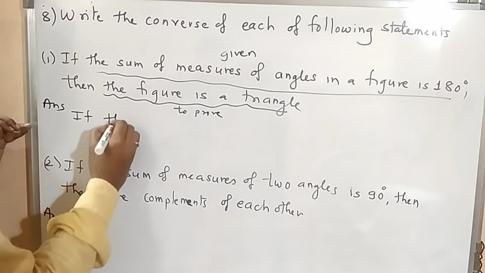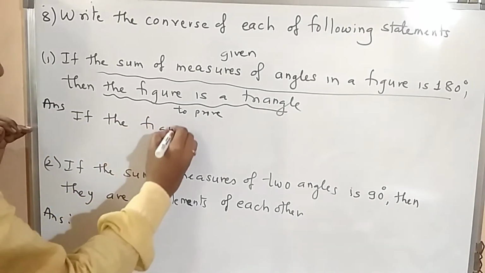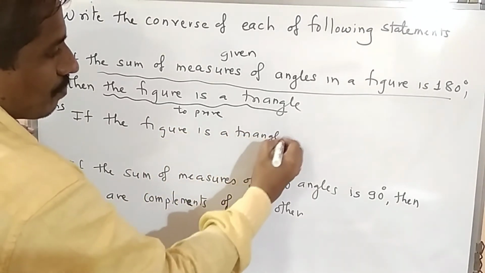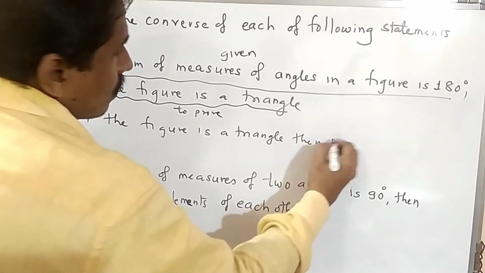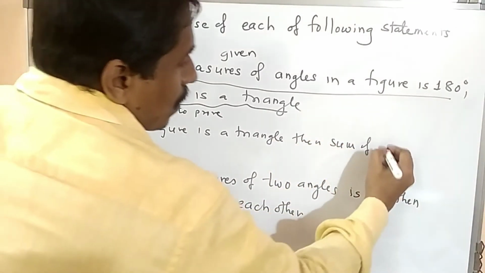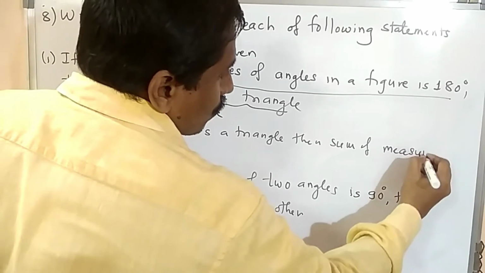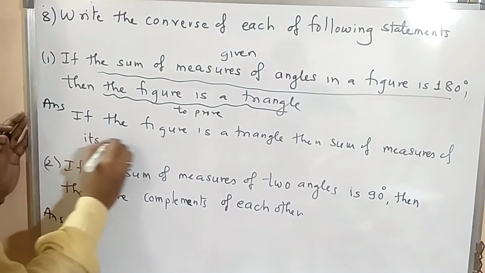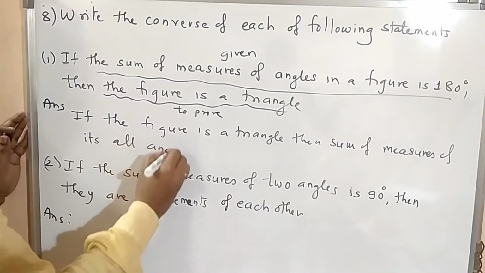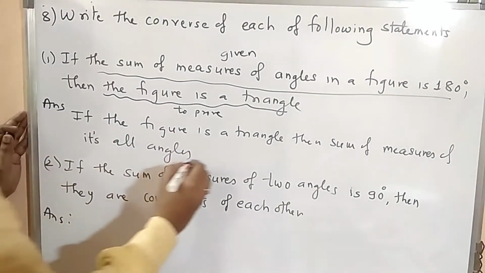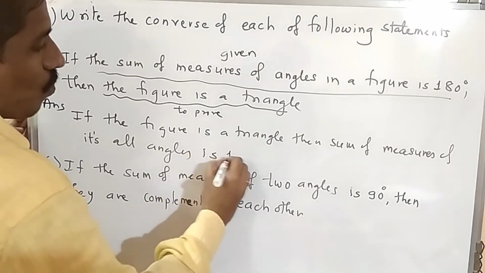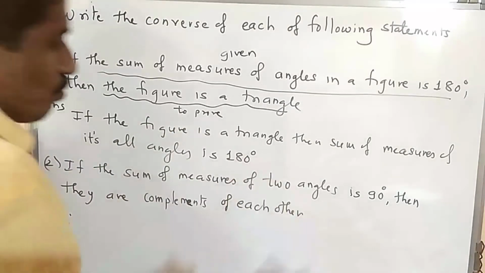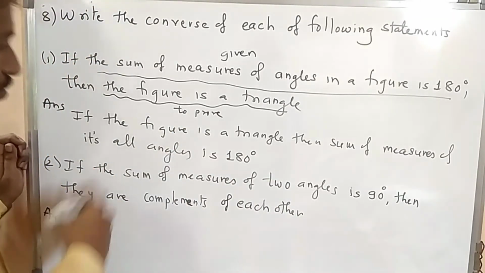If the figure is a triangle, then the sum of measures of its all angles is 180. Understood? So the given part and to be proved part are interchanged to get the converse.